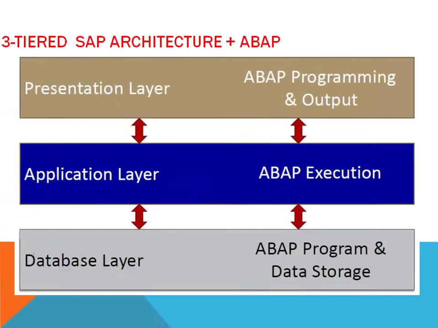So three-tiered SAP architecture plus ABAP. ABAP basically is Advanced Business Application Programming language. Basically, SAP is written in ABAP language. So database layers, ABAP program and data storage are there. Then second layer basically is application layer. This basically talks about all the application layers. ABAP execution is there. On top of the ABAP, you can see ABAP program output, presentation layer.